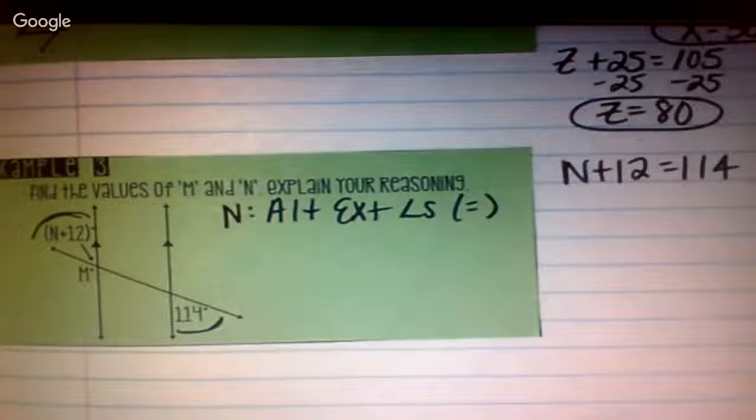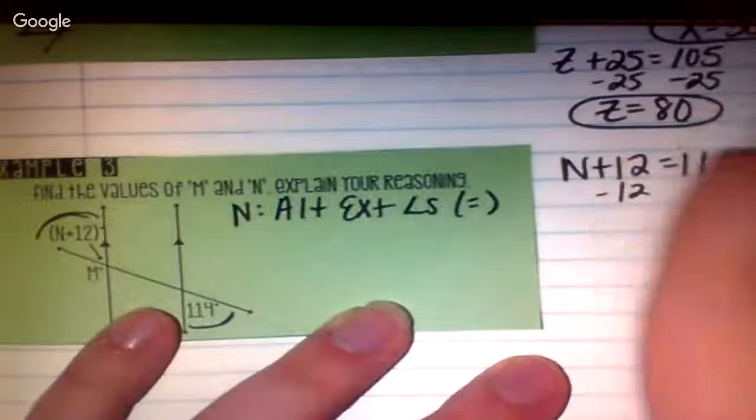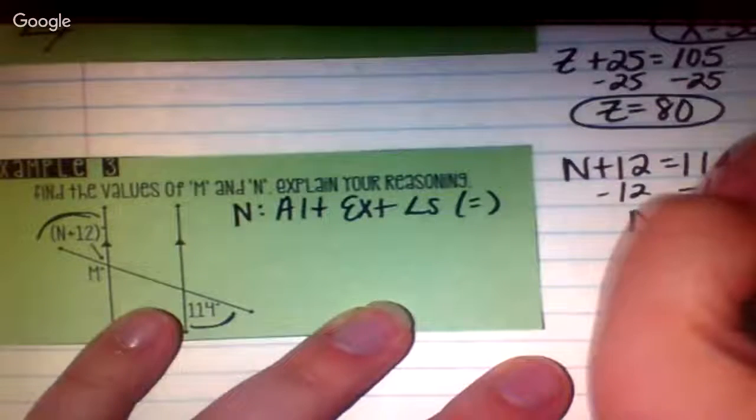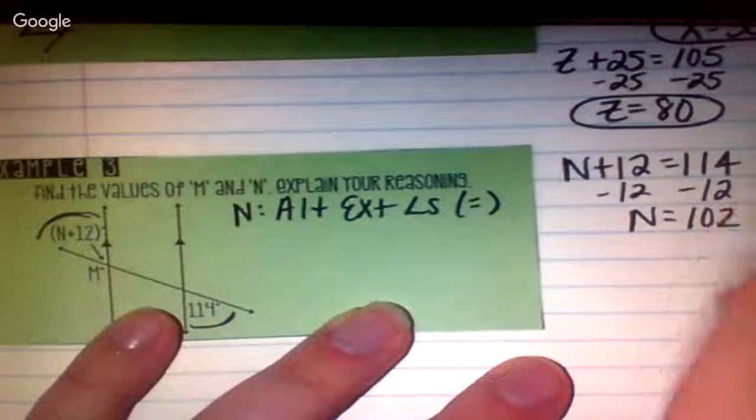Amelie, how do I get N by itself then? Minus 12. Fantastic. So N equals 102.